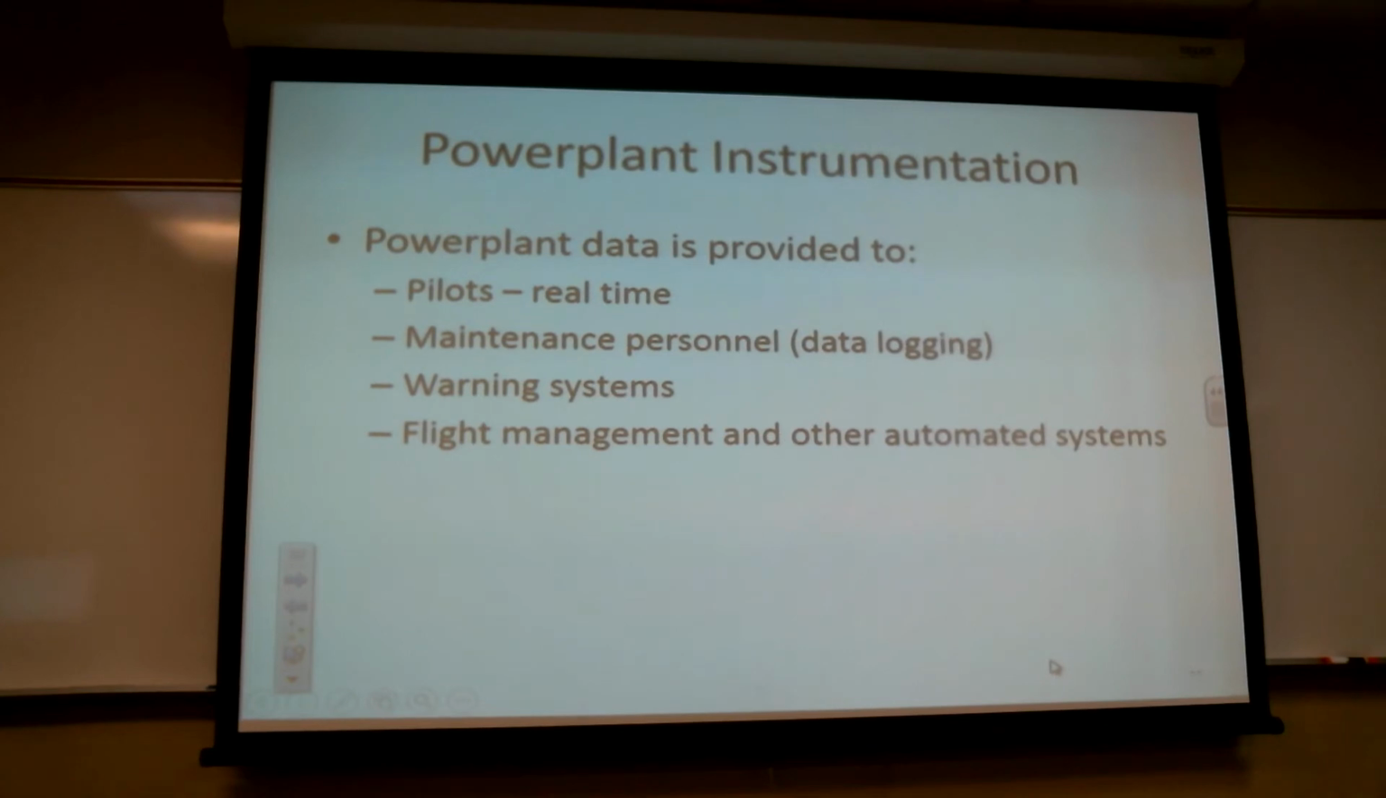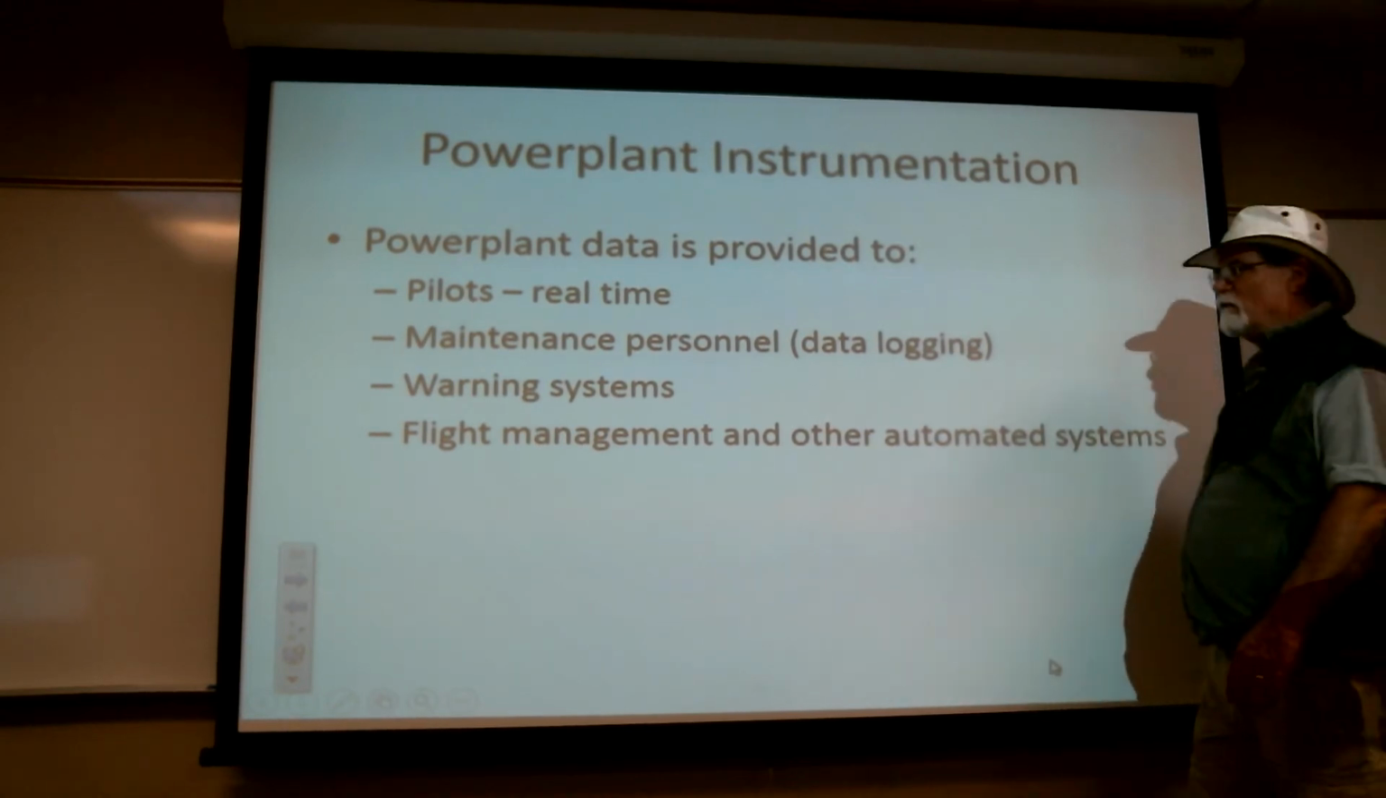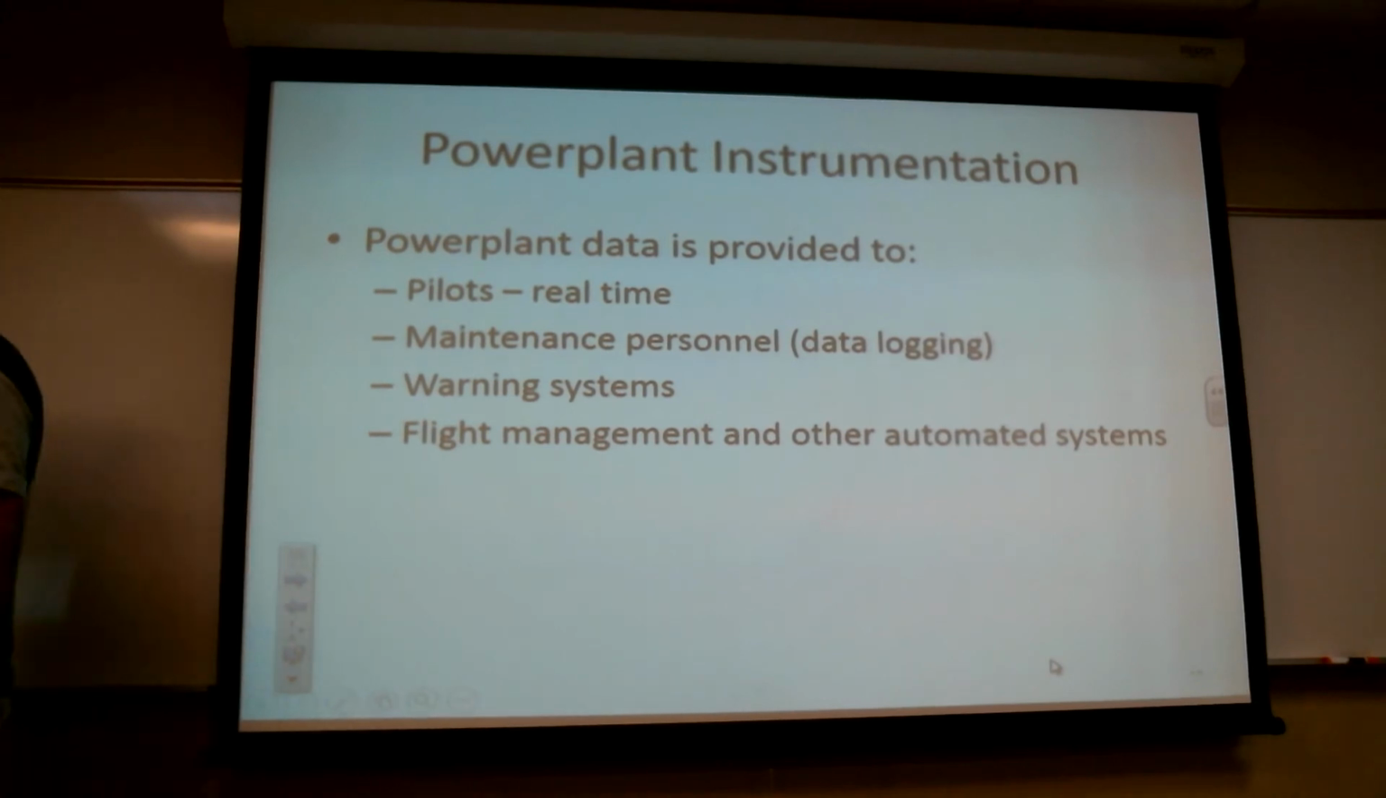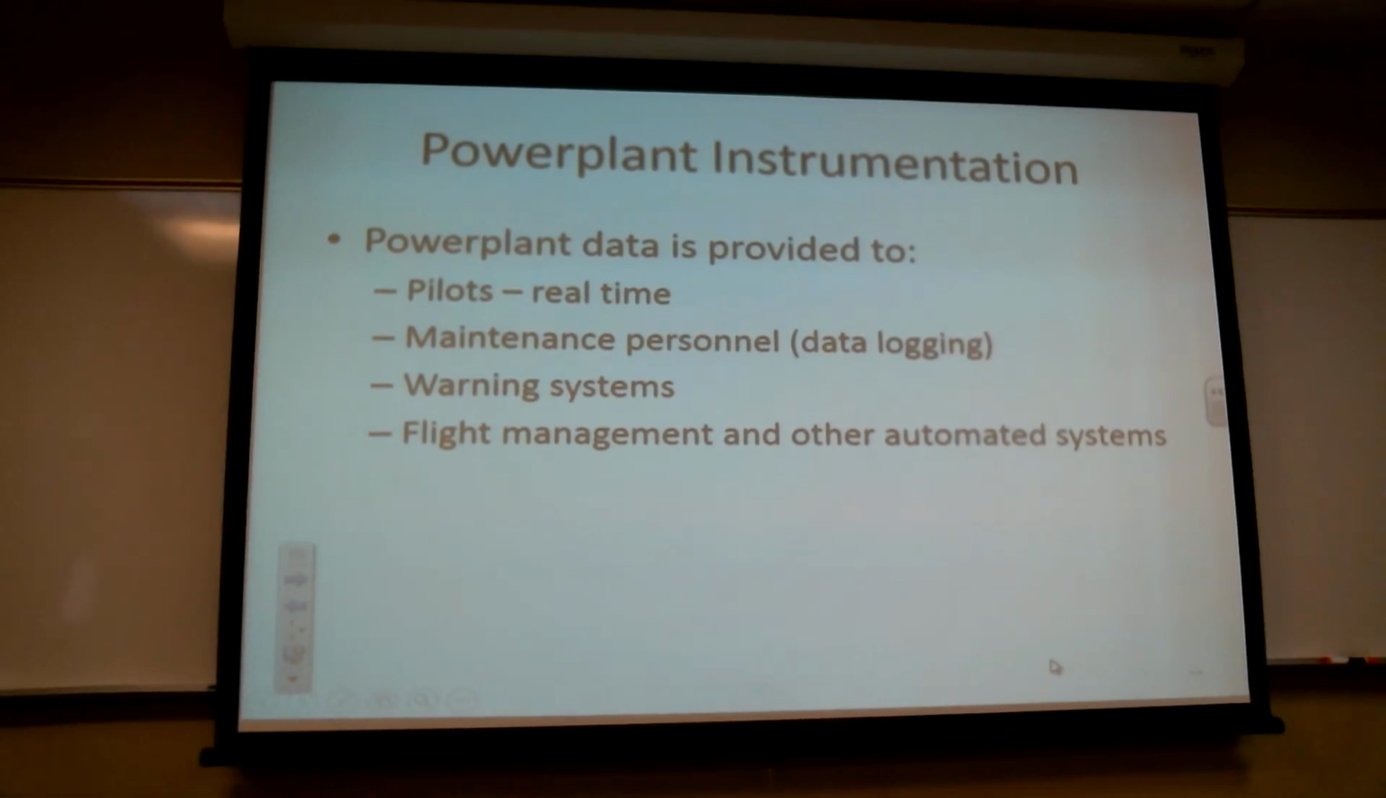There may be specific warning systems out there. Warning lights, like a high voltage alternator light. And then, of course, the flight management or other automated system may also provide data relevant to the problem you're having.